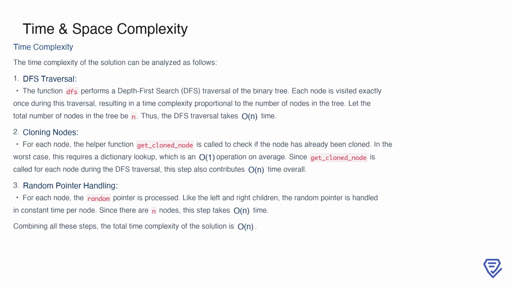Next, for each node, we use the helper function get_cloned_node to check if the node has already been cloned. This involves a dictionary lookup, which on average takes constant time, or O(1). Since this function is called for every node during the DFS, this step also contributes O(n) to the time complexity. Lastly, the random pointer for each node is processed in constant time, just like the left and right child pointers. Again, since there are n nodes, this step adds another O(n). When we combine all these steps, the overall time complexity for the solution is O(n).